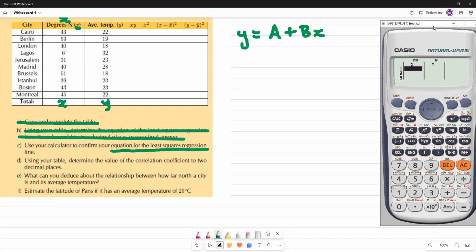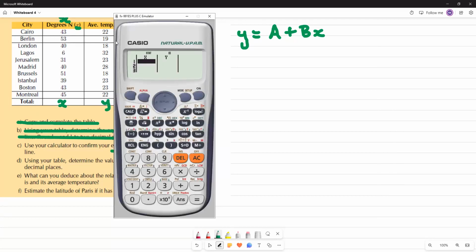And then, as I said, let me take my calculator closer. The first data set is my x. I'm going to put it in quickly. 43. Please go on with me, put your data set in as well. 53, 40, 6, 31, 40, 51, 39, 43, 45, each followed by equals.